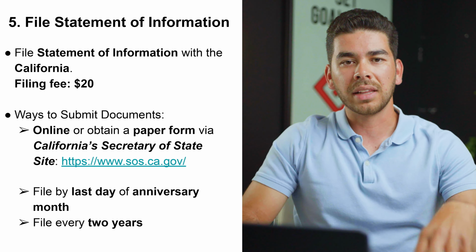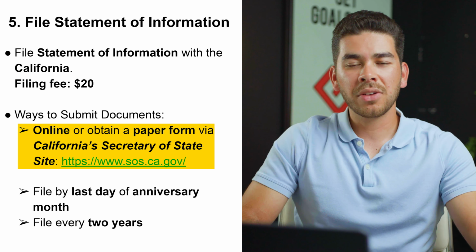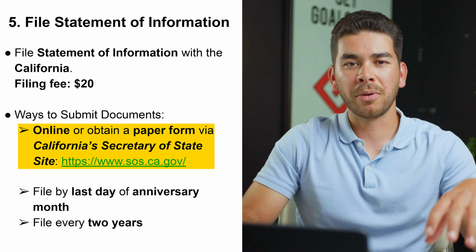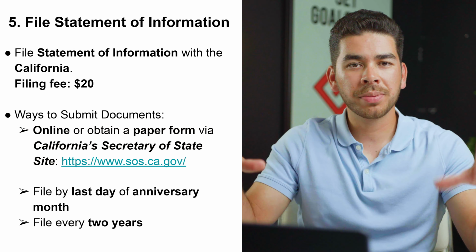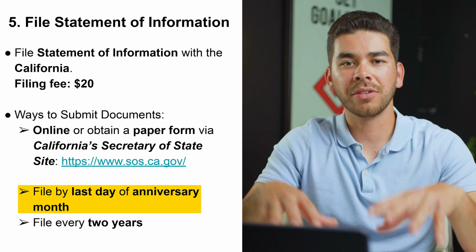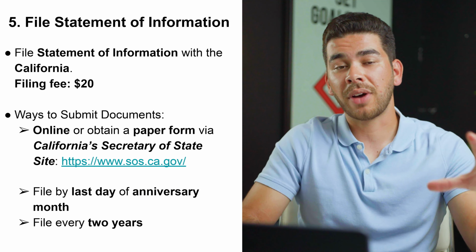In California, the filing fee for this is $20. And you can file this form online, or you can obtain a paper form at the Secretary of State website. You want to make sure that you're filing this by the last day of your anniversary month. For LLCs, you have to file this every 2 years.